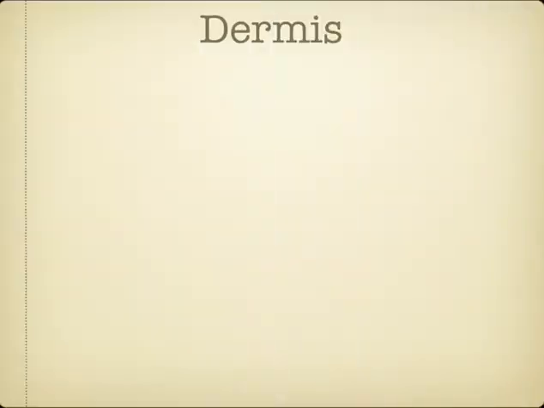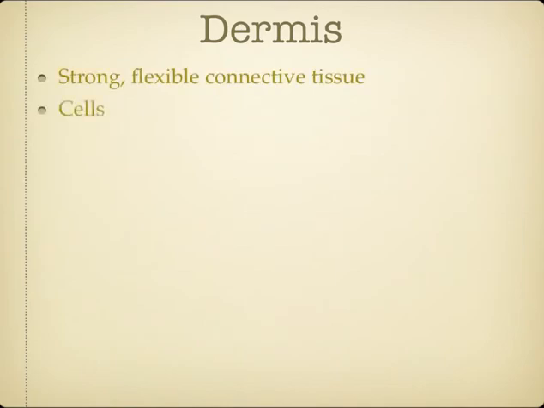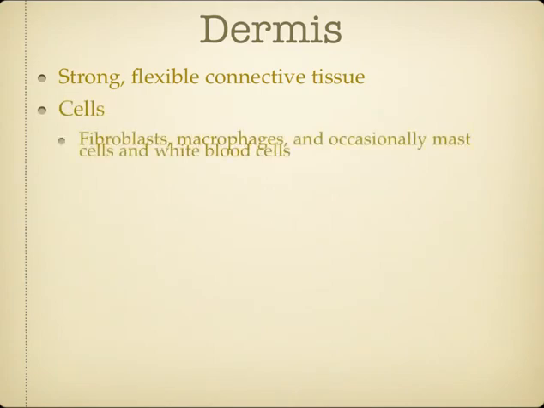Below the epidermis, we find the leathery part of the skin, the dermis. It's very strong, it's very flexible, it's made of connective tissue. Cells that we find here would include fibroblasts that made all of the collagen fiber we'll find in here, macrophages, some mast cells, which are a specialized kind of immune system cell, and a lot of white blood cells.